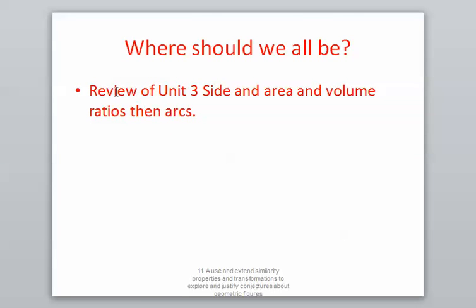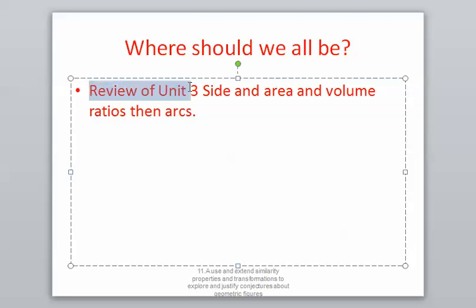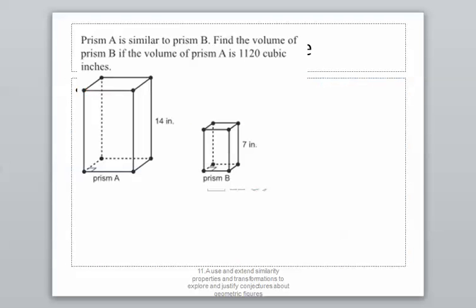So, where should you be? Well, I'm going to do a review of Unit 3 here in just a minute, but I do want to look at area and volume ratios. And then after I get through with the review, I'll talk a little bit about arcs. First of all, let's look at area and volume ratios. When we're talking about ratios, a ratio is nothing more than two numbers written down as a fraction.